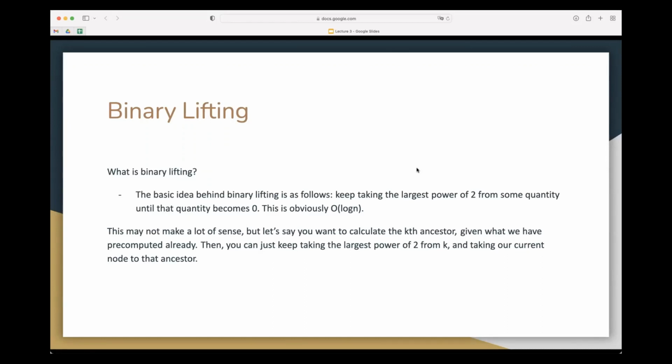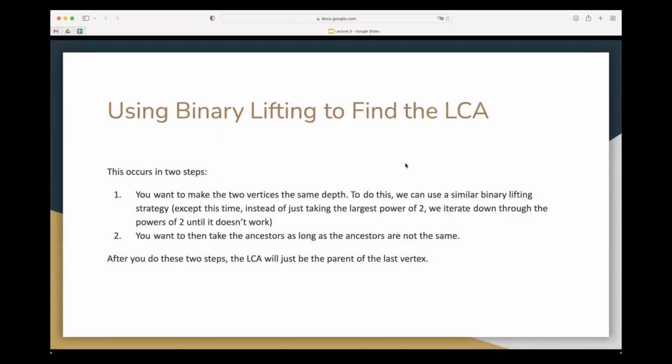So this is the general idea. We're going to want to apply this onto our actual problem, which is finding the LCA. First, we want to make the vertices the same depth. The reason for this will be explained by the second step. But essentially, we want to make the vertices the same depth by just comparing the depths. So we do binary lifting on the difference between the two depths. Every time, as long as the power of 2 doesn't take the node above the other node, then you take it, and above in this sense is just lower depth.